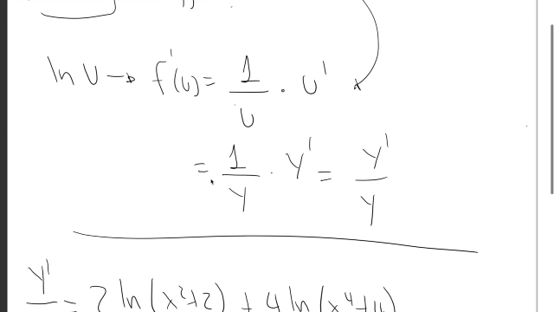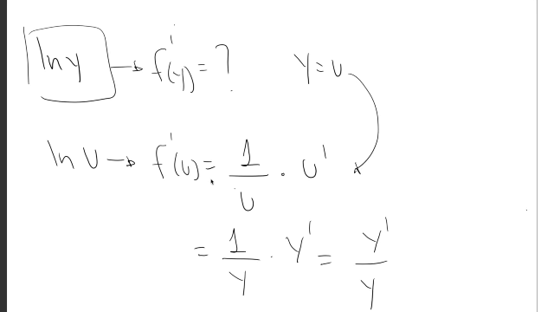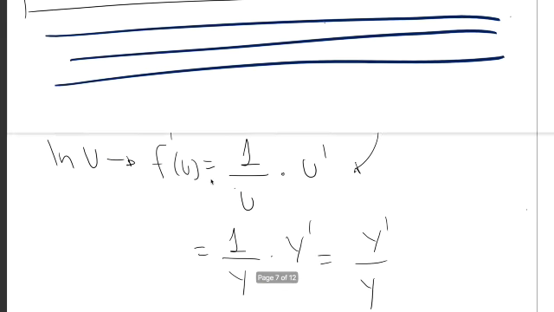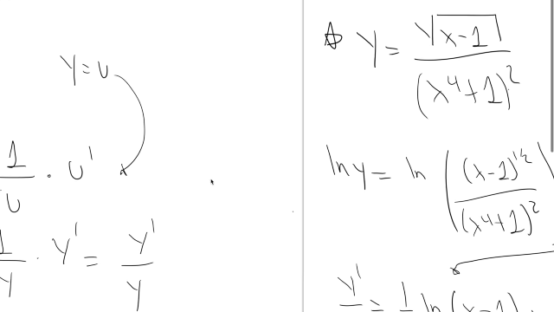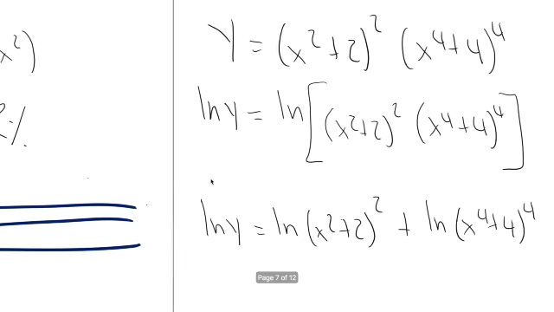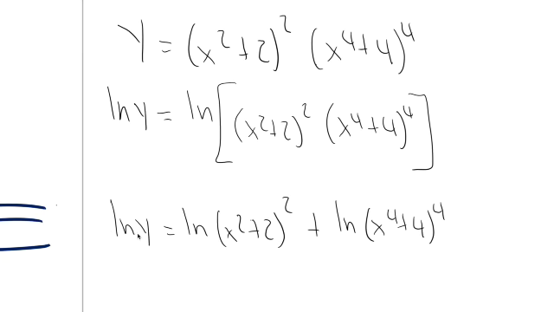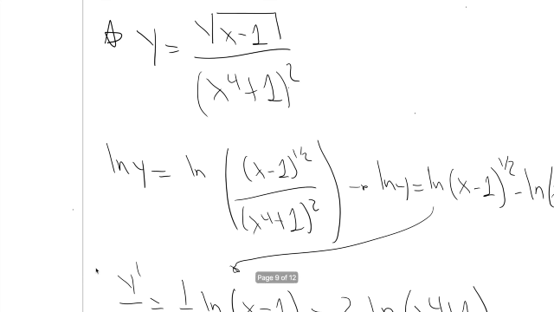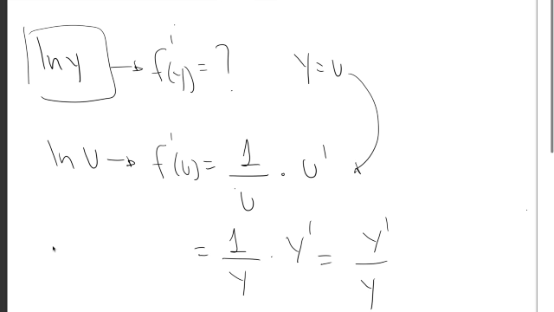Now, going back to where we started. Remember that we were up here. We were on natural logarithm of y equal to natural logarithm of (x squared plus 2) all squared plus natural logarithm of (x to the 4 plus 4) all to the power of 4. I focus on natural logarithm of y because that was the first new thing we have in there. And then we have agreed that the derivative of natural logarithm of y is y prime over y.